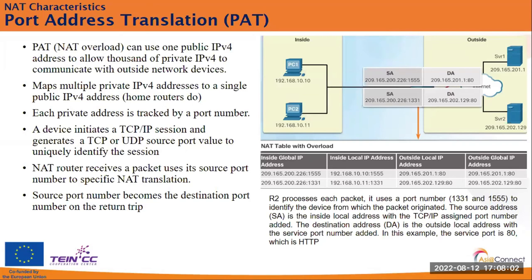With PAT, multiple addresses can be mapped to one or a few addresses, because each private address is also tracked by a port number. How is the port number generated? When a device initiates a TCP/IP session, it generates a TCP or UDP source port value, or a specially assigned query ID for ICMP, to uniquely identify the session. When the NAT router receives a packet from the client, it uses its source port number to uniquely identify the specific translation.